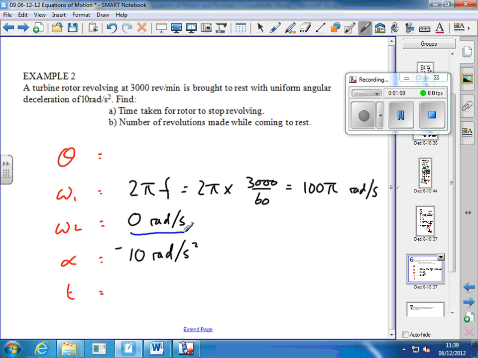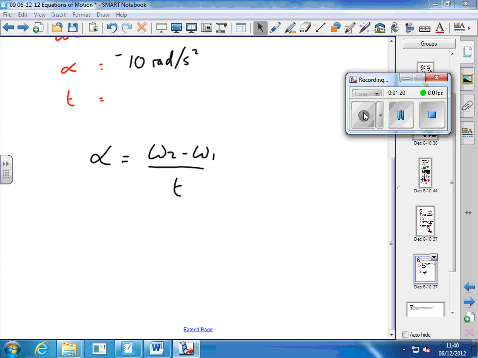So now we've got to find the time for the rotor to stop revolving. So which formula are we going to use, and then rearrange it to find t. So we're going to use alpha equals omega 2 minus omega 1 over t. What we have to do now is rearrange this for t. So what would that be? Correct. Multiply both sides by t brings the t up on the left, and then divide both sides by alpha, which means we get omega 2 minus omega 1 over alpha equals t.